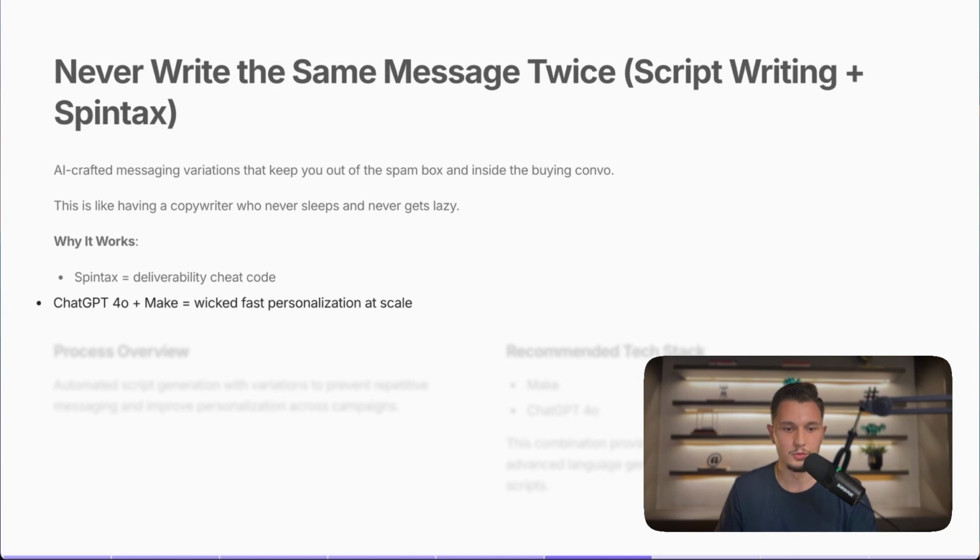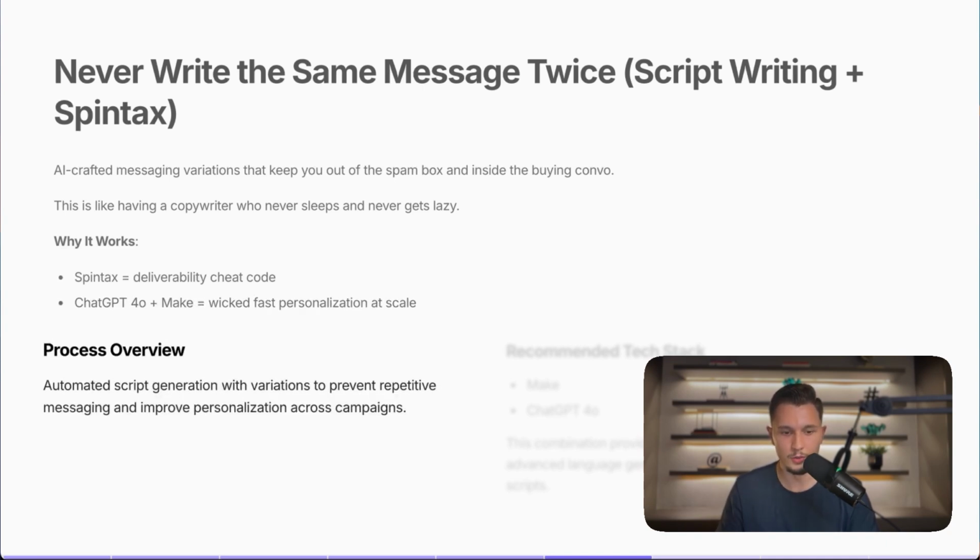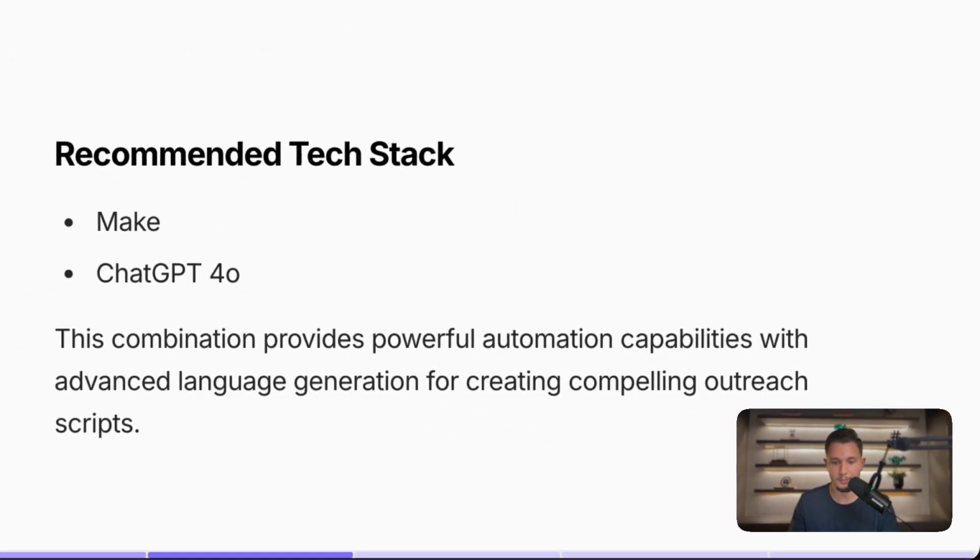And lastly, in terms of the backend, ChatGPT 4.0 plus Make equals wicked fast personalization at scale of email content. Not only personalized lines, email content. So the process overview is an automated script generation machine with variations to prevent repetitive messaging and improve personalization across campaigns. The recommended tech stack is Make and ChatGPT 4.0. So I'm going to go ahead and show you what it looks like.